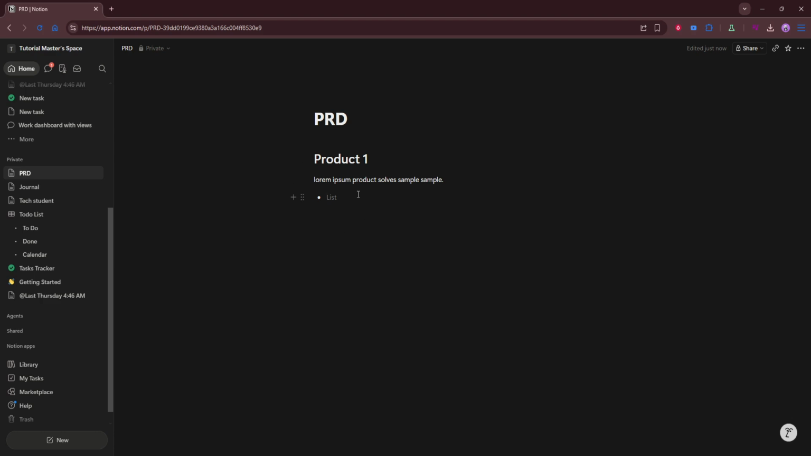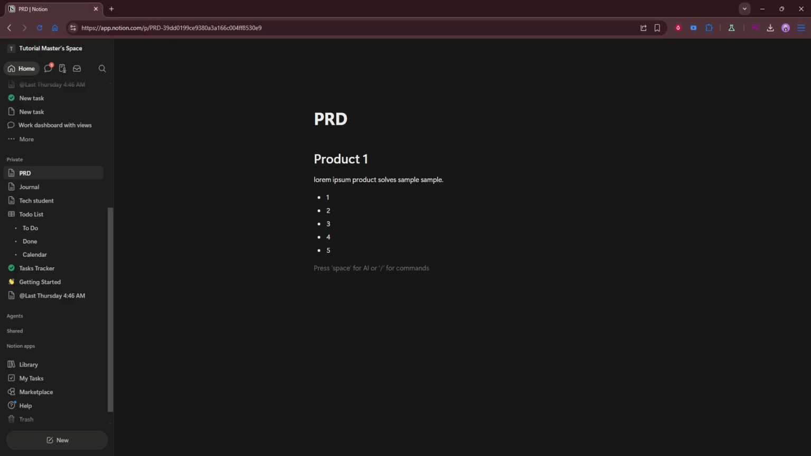Once that's in place, add the core requirements. These should describe what the product needs to do. Then include user stories to show how real users will interact with the feature in a practical context. Follow that with success metrics so the team knows how performance will be measured after launch. Finally, add acceptance criteria to clarify the exact conditions that must be met for the work to be considered complete. Together, these sections make the PRD much more actionable and reduce confusion during execution.